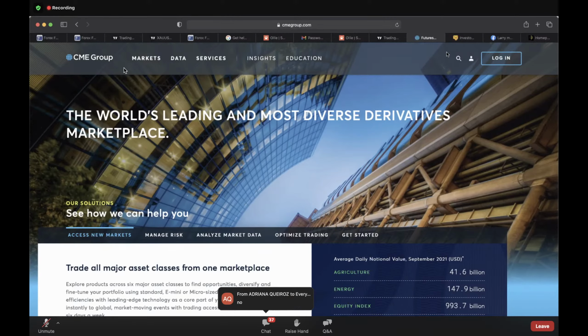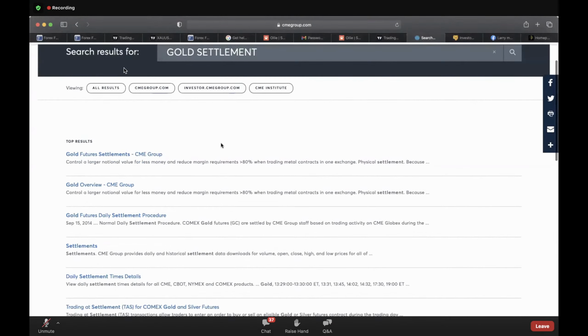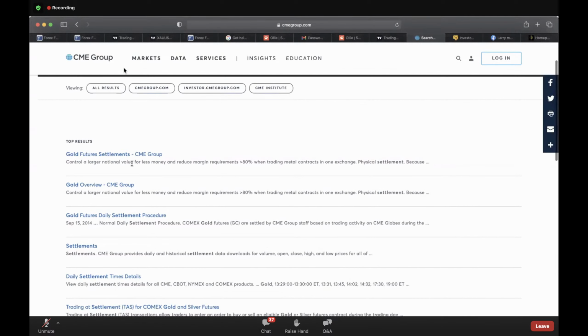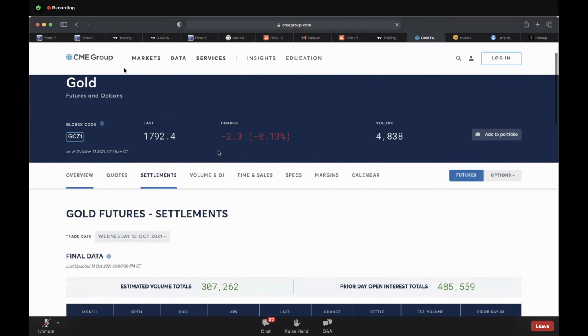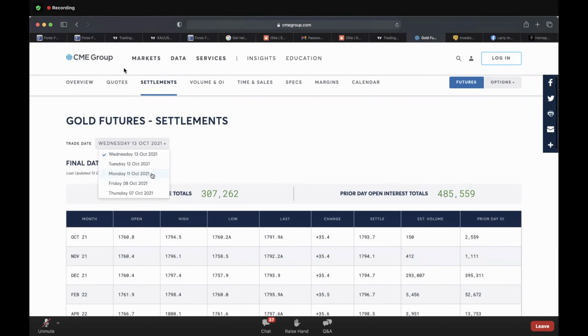Settlement is the price that all traders agree on at the end of the day. So you can go to CME Group, which is the Chicago Mercantile Exchange Group, and you can type in gold settlement. Once you hit gold settlement, you can go here. And you can see the settlements. They'll say Wednesday, Tuesday, Monday, Friday, Thursday. Today is Wednesday? Yes. Okay.